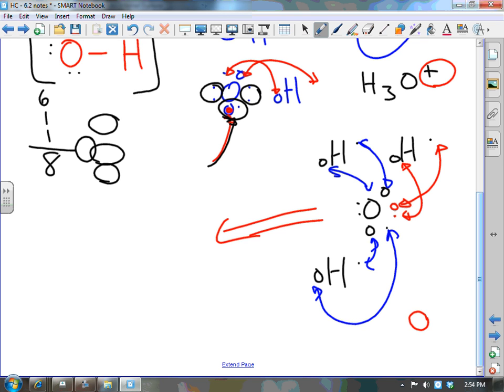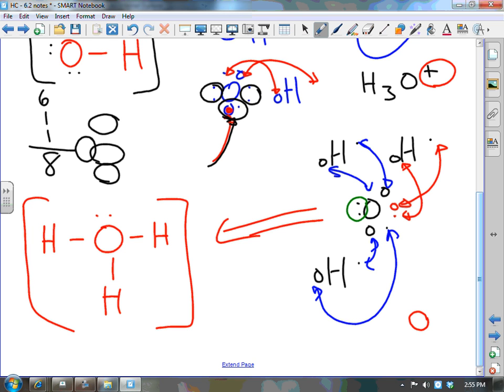What do we have here? We have an oxygen in the middle sharing to 3 different hydrogens. Looking closely, that oxygen still has 2 electrons that it never shared. And this whole structure we put in brackets with a plus charge.